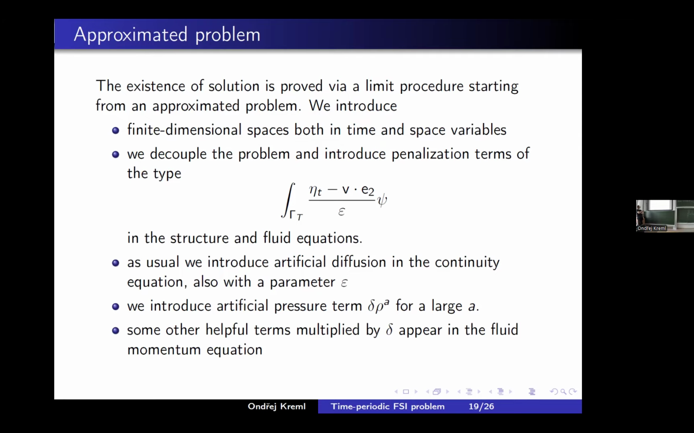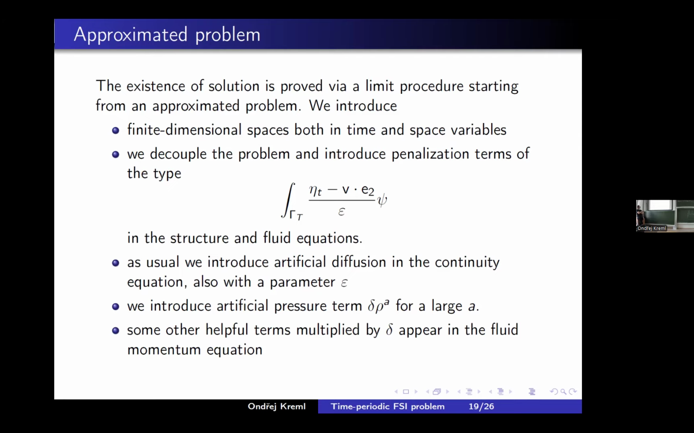Then in the approximation scheme, we decouple the problem. So we solve separately the fluid equation and separately the beam equation. And we introduce a penalization term where the penalization parameter epsilon appears, which when you pass with epsilon to 0, forces the trace of the velocity to be equal to eta t. So in the approximative scheme, terms like this will appear in the structure equation, and in the fluid equation you have a similar term as well.